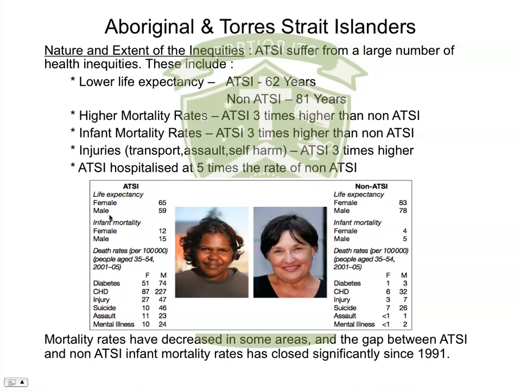And we've got this little table here which compares death rates down the bottom left for Aboriginal and Torres Strait Islanders for particular conditions, CHD being coronary heart disease there, and that compares them to the death rates for non-Aboriginal and Torres Strait Islanders. And you can see there it's a significant difference. So there are massive inequities in this population group.